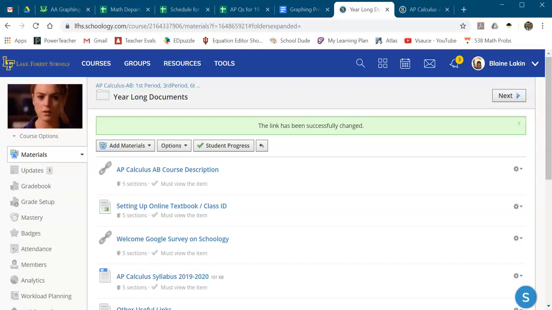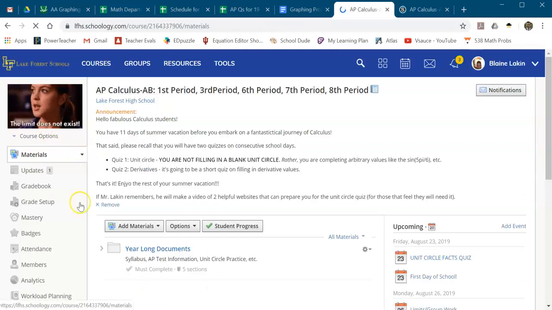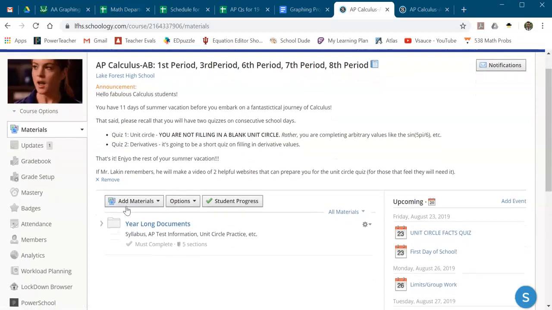The way you can start preparing your unit circle knowledge or get that refresher is going to the Schoology website and making sure that you go to our course page. You'll notice that when you go to our course page, it will have this announcement, which you should read.